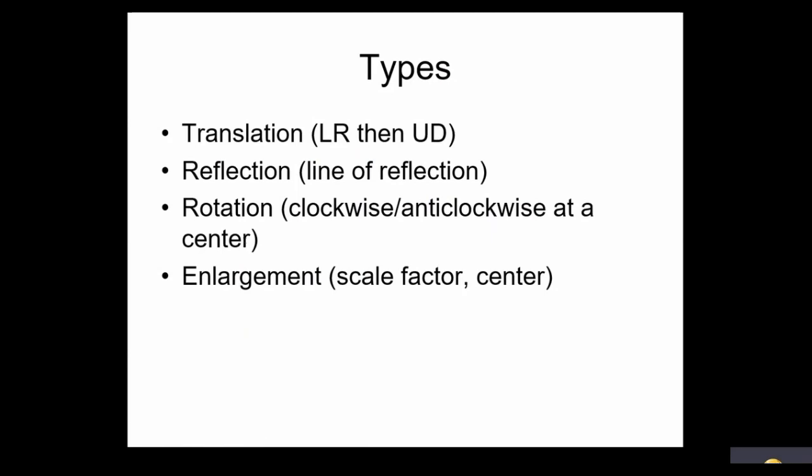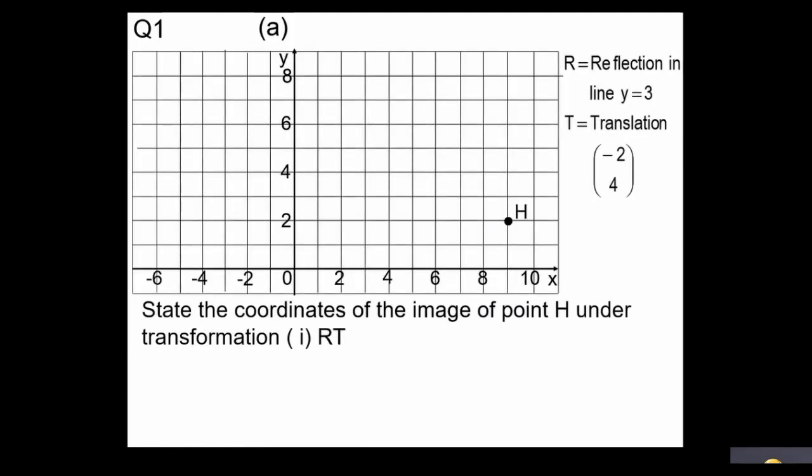Now let's look at the first question. Let's say you are given a graph like this and a point H. They tell you R is a transformation, a reflection in line y equals 3. So y equals 3 is this line, right? You see y 1, 2, 3 here, so y equals 3 is a horizontal line here. Then T is a translation -2, 4.